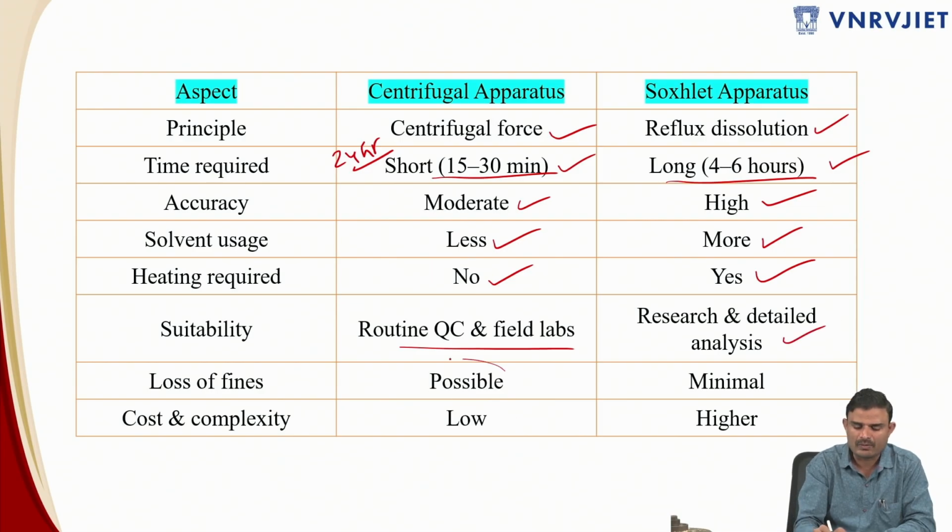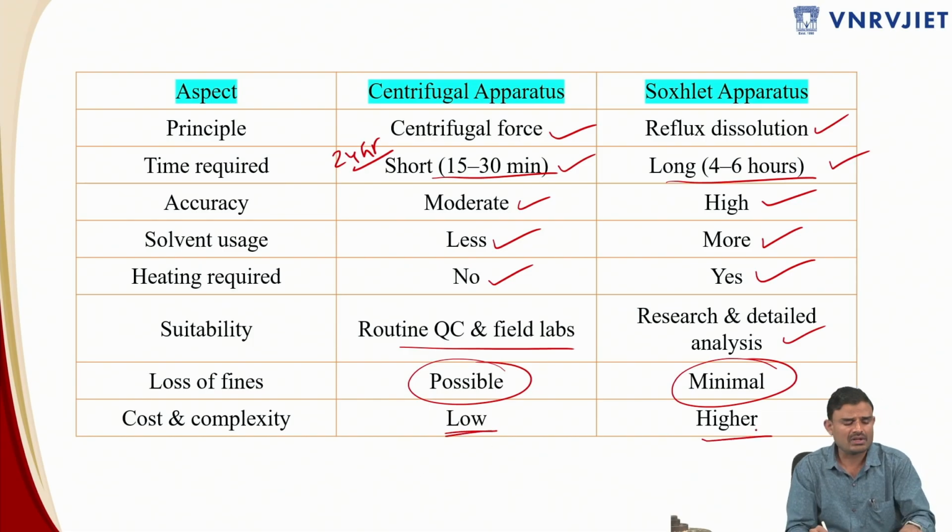And loss of fines is a possibility, as I told you previously, but here it can be negligible. You can say it is almost nil. The cost and complexity is very low for the centrifugal method, and this is higher in terms of the Soxhlet apparatus.